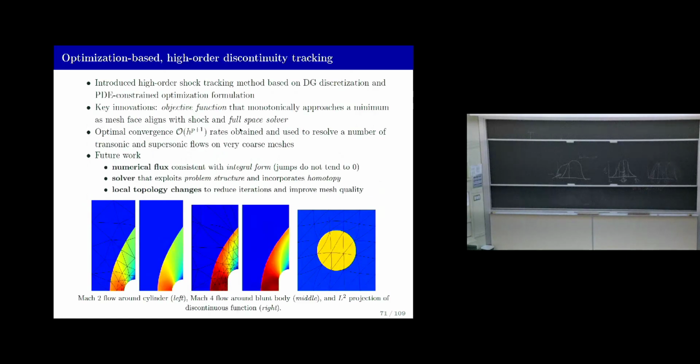Now, just to conclude, what I did in this part of the talk is I talked about a way to use optimization to make better numerical methods, as opposed to the first part, which was using it for the purposes of discovering new or improved physics. The key innovation was this objective function and this full space solver. We got optimal rates of convergence, and there's still some work to do here. We have to look at things like numerical fluxes, we have to get better solvers, and also topology changes in the mesh. It would be much better if we could allow ourselves to collapse elements or flip faces on elements rather than having to move everything. So there's still work to be done here.